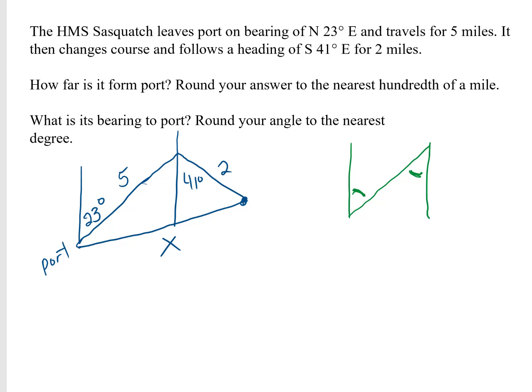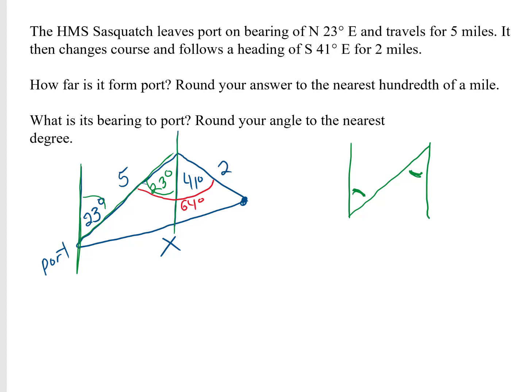So using that idea, let's look at this north-south line and this north-south line, and we have this transversal, this line going across, and this is 23 degrees, so this angle right here is also 23 degrees. Well, that helps us because we now have an angle in the triangle. This whole angle is going to be 23 plus 41, which is 64 degrees. So we now have an angle in the triangle and two sides.